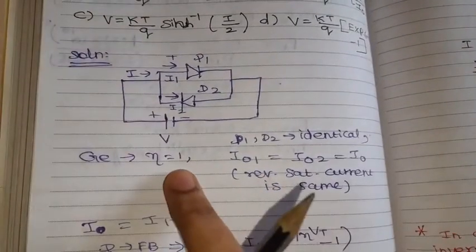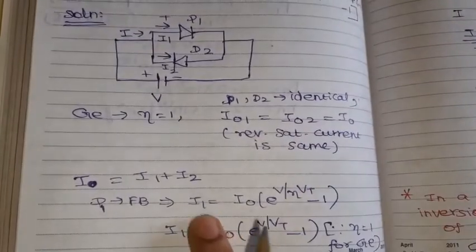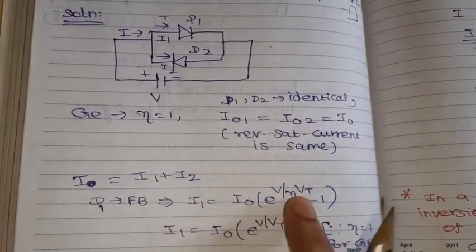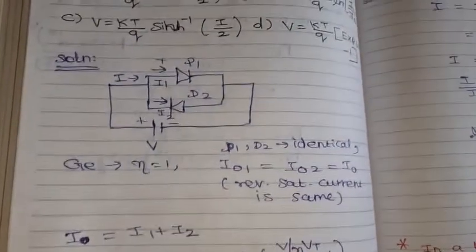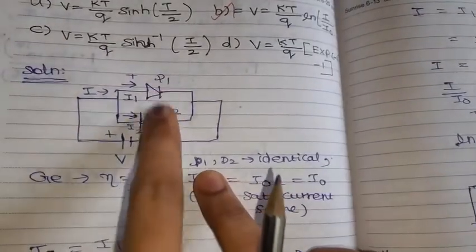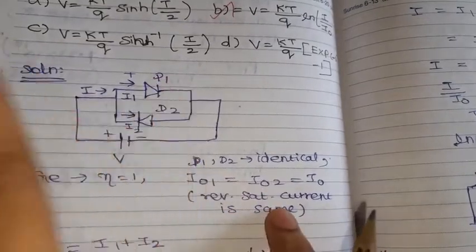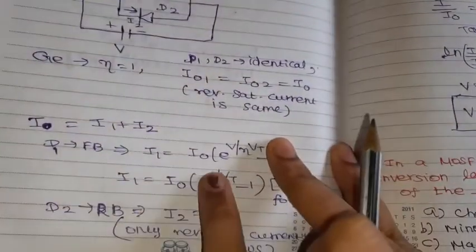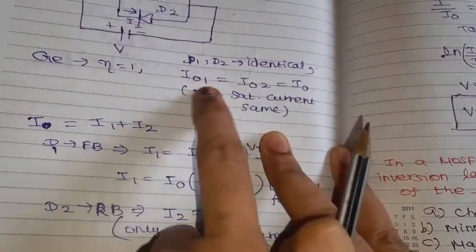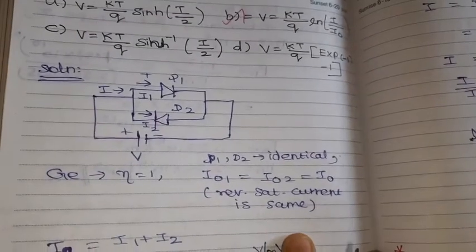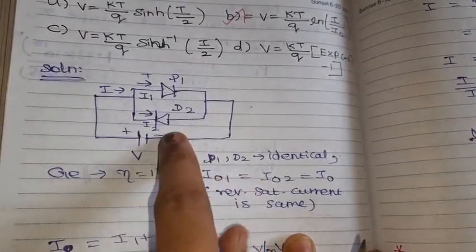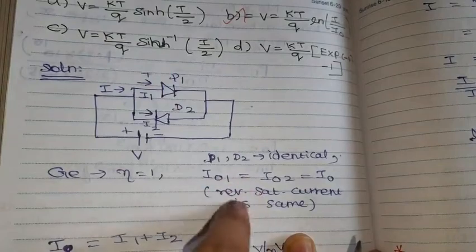It is germanium also, given. Here assume a germanium diode. For a germanium diode, what is the eta value? Equal to 1. So we know the diode current equation, I0 into e power V by eta Vt minus 1. Here eta is equal to 1 for a germanium diode. Okay, then what else do we know? If D1 and D2 are identical, it means the reverse saturation current is the same. In this, both reverse saturation currents are the same. So I01 and I02 are simply I0 only. That we can identify from the identical diodes. Whenever diodes are identical, the reverse saturation current is the same.